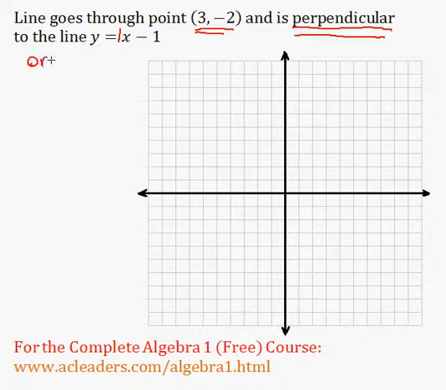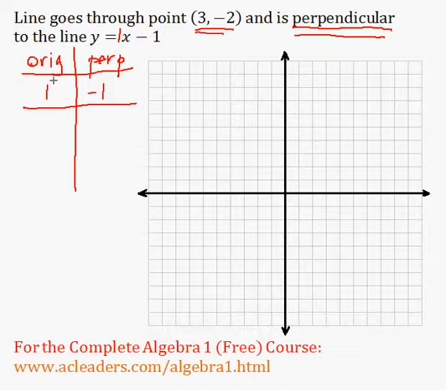So I'll say original slope versus perpendicular. Let's say that we have a slope of 1. The perpendicular slope is always the negative reciprocal. The reciprocal of 1 is just 1, and the negative reciprocal is then just negative 1. Now let's say that we had an original slope of 2, just as an example. The reciprocal of 2 would be half, and the negative reciprocal would be negative half. So if we had a slope of 2, the perpendicular slope would be negative half.